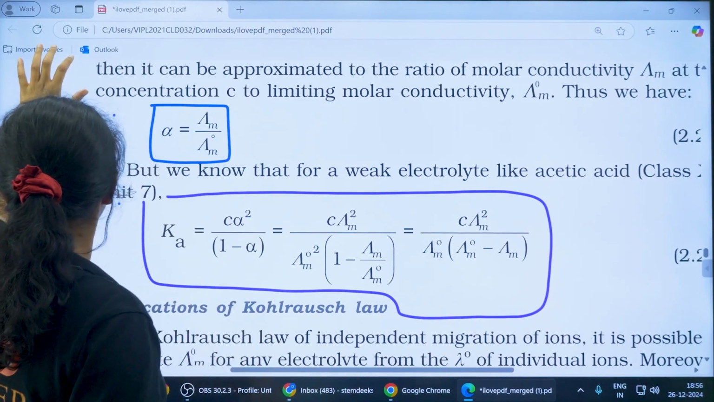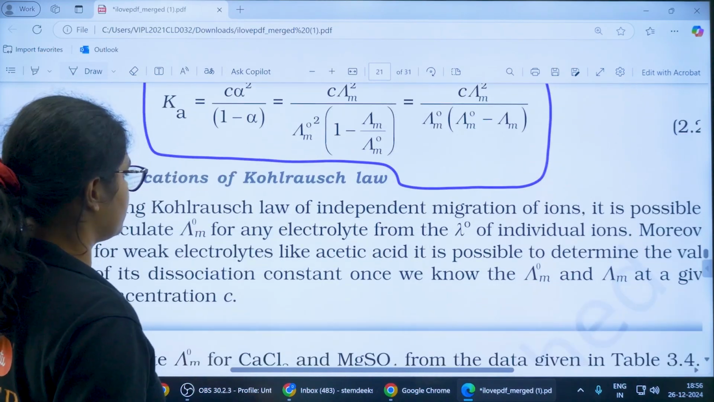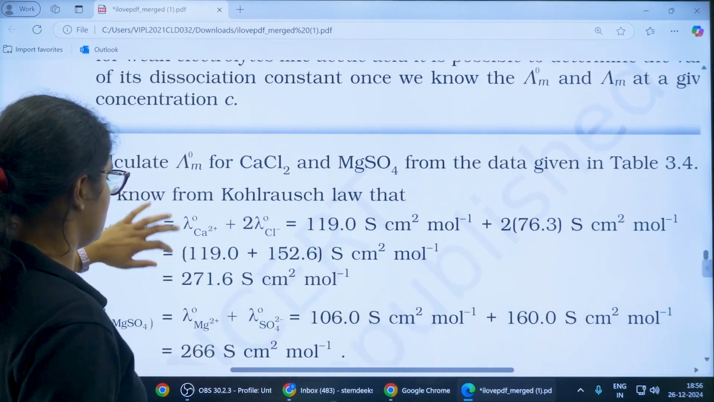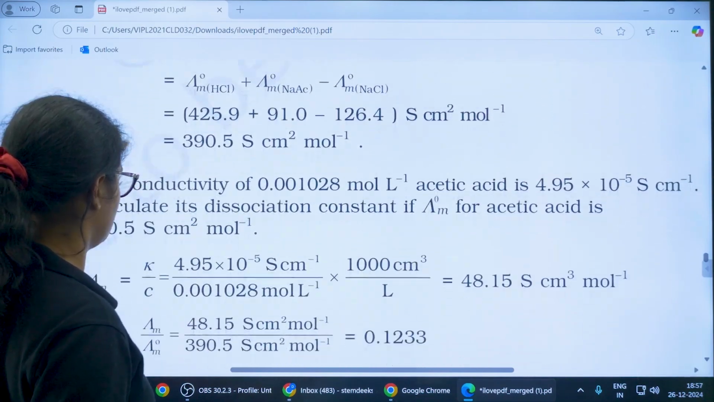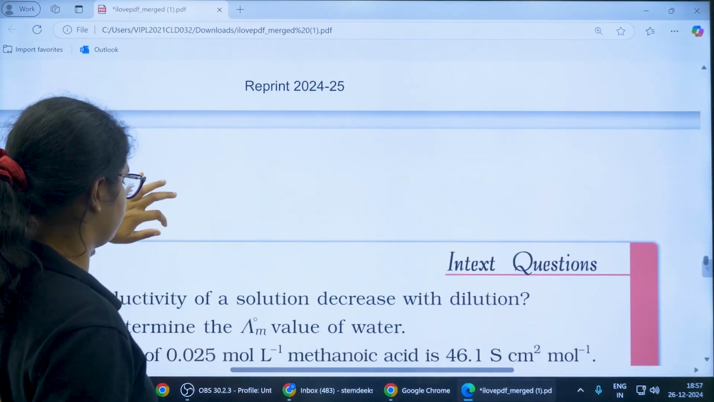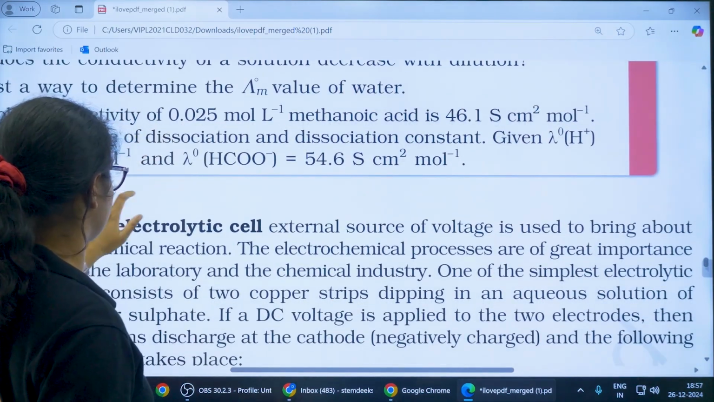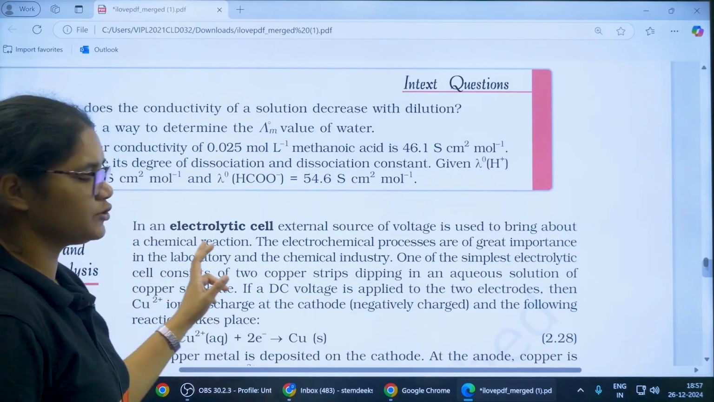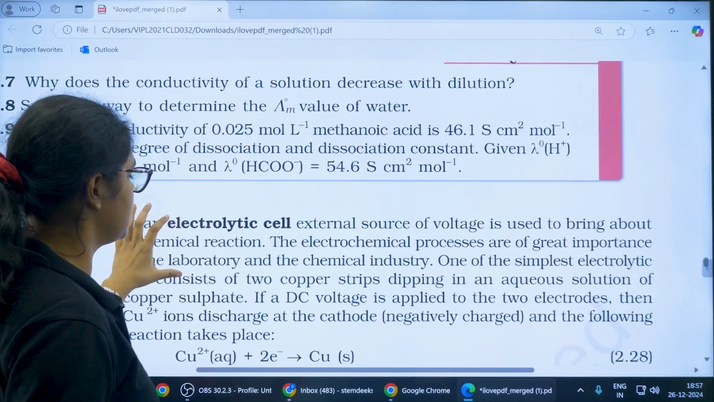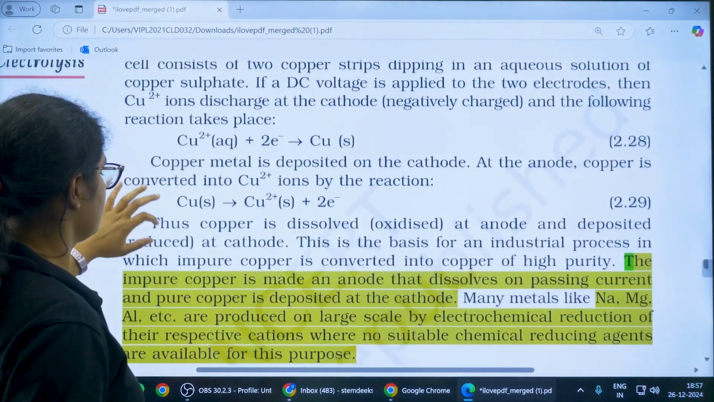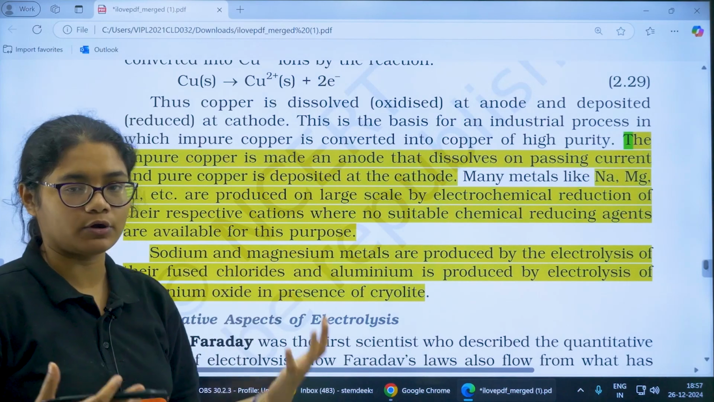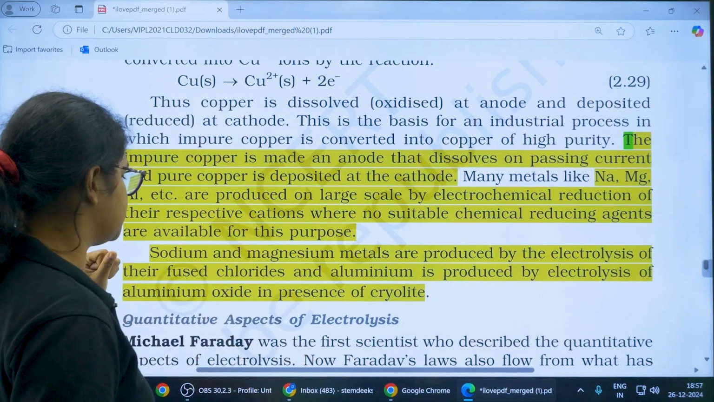Now coming to the next, the applications of Kohlrausch law. You can just read through this one, not that much needed. Next, moving forward, these examples you have to solve. Then coming to the electrolytic cell, the definition of the electrolytic cell is important, so please learn this definition, okay. Then here we have the application of electrolysis: how pure copper is obtained, that can be a question, okay.